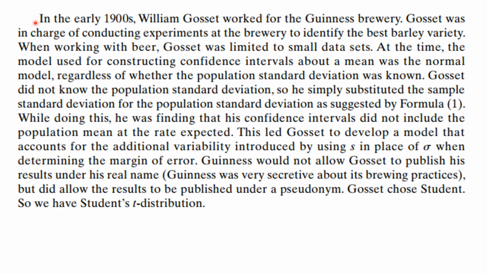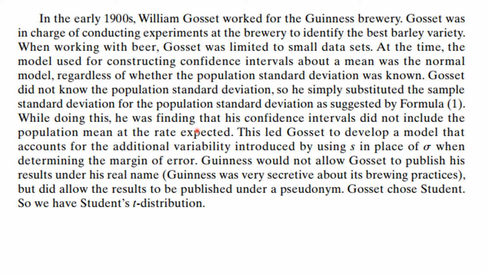Now, it's a little bit useful to talk about the history. In the early 1900s, William Gossett worked for the Guinness Brewery, and he was in charge of conducting experiments to identify the best barley varieties. When working with beer, he was limited to very small data sets. At the time, the model used for constructing intervals about a mean was the normal model, regardless of whether the population standard deviation was known. He did not know the population standard deviation, so he substituted the sample deviation, and he studied this.